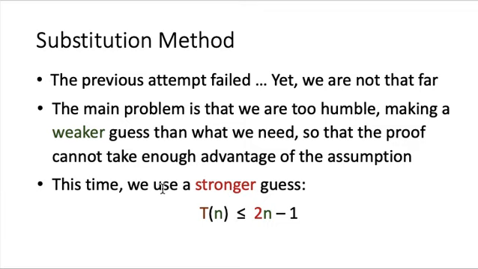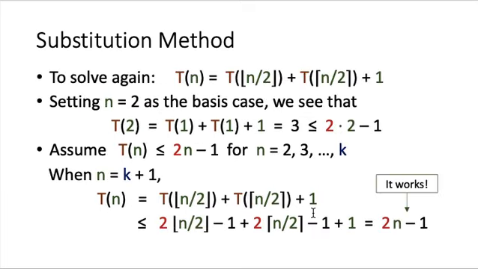So this time, let's start with a stronger guess. Previously, we tried to show that T(n) is less than or equal to 2n. But here, we make it even stronger. Not just less than or equal to 2n, but less than or equal to 2n minus 1. So let us use this guess instead. Now, if this guess is correct, then T(n) is still big O of n, right? So let's see the effect of using the new guess.